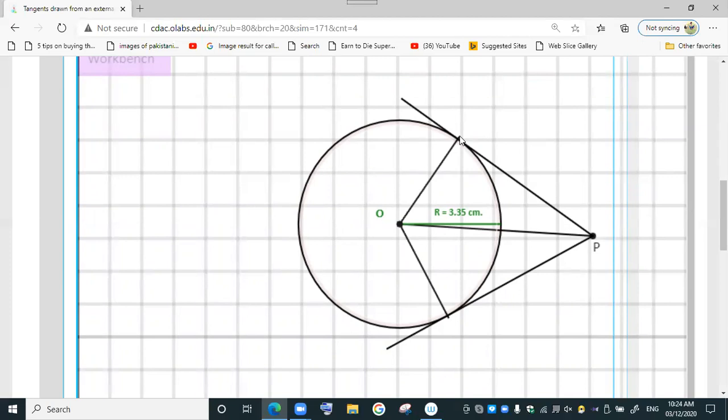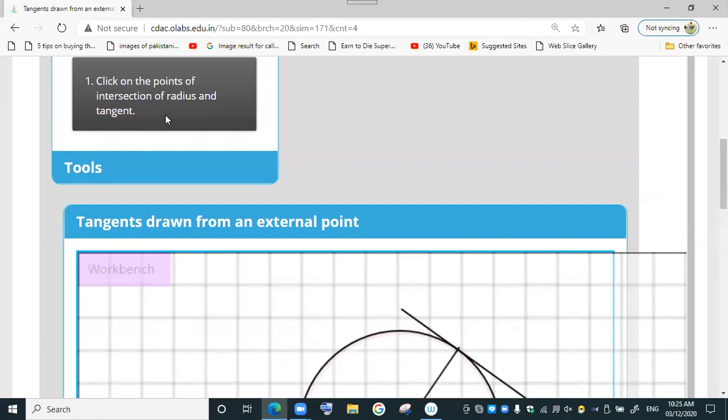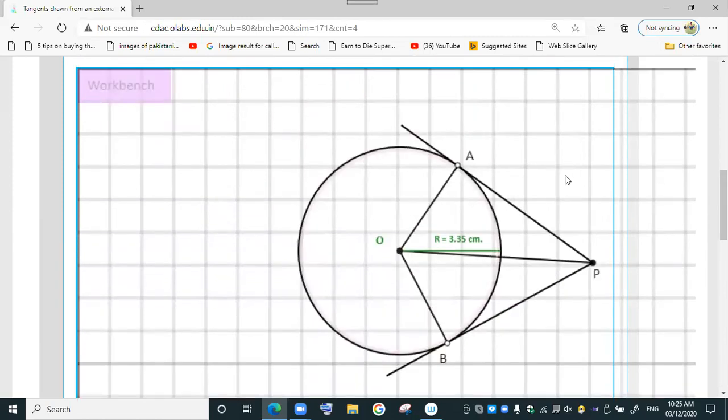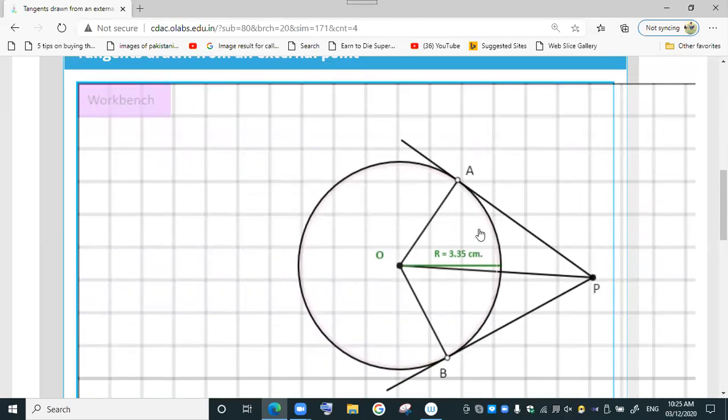Click on this contact point, so you get A and B. And click on the points of intersection of radius and tangent, correct? So you have to click at this point. Yes, the exact point. When the cursor comes on the exact point, it will show a hand, then click, so you get the points. Okay, now click on AOB.